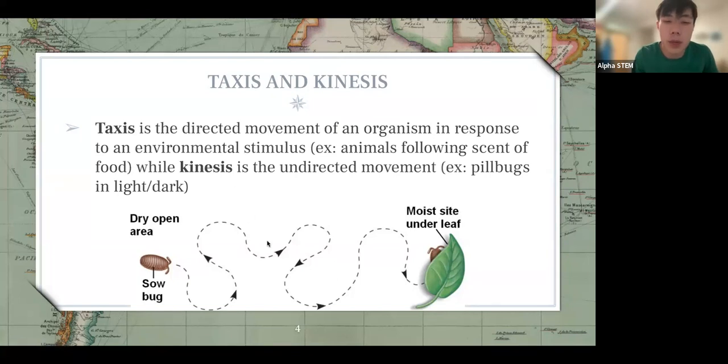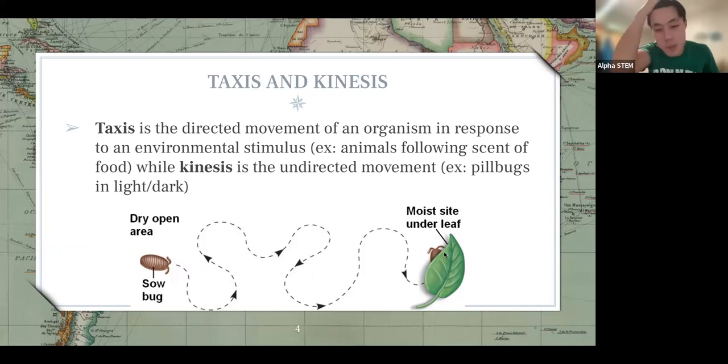But yeah, pill bugs are an example of kinesis. Taxis is a directed movement of an organism in response to an environmental stimulus, while kinesis is the undirected movement. Taxis means they have a specific goal in mind and they get closer to the goal. Kinesis, on the other hand, for example, pill bugs just move more when it's light out versus when it's dark out.